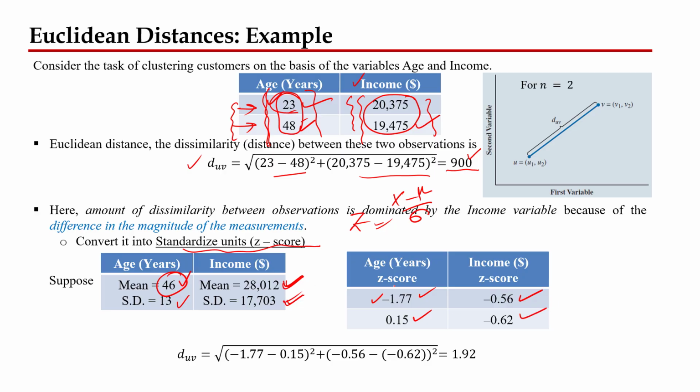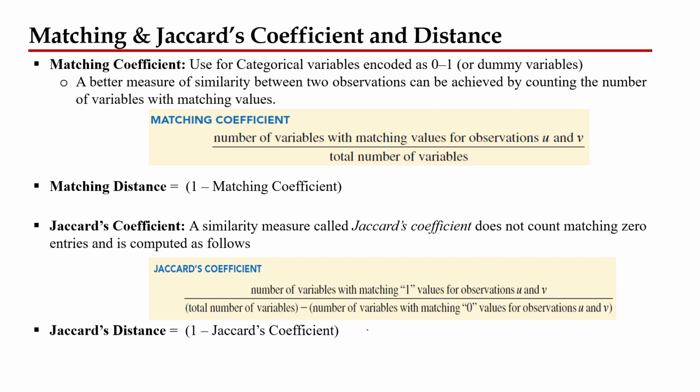Now we are using these variables to calculate the distance, which is the square root of (minus 1.77 minus 0.515) squared plus (minus 0.56 minus 0.62) squared. So this is the distance. In this particular case, obviously we are going to prefer to calculate the distance after scaling it. Similarly, let me show how we can calculate different measures of similarity as well as distances when we have categorical variables.